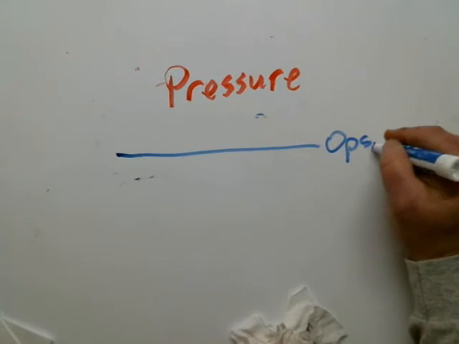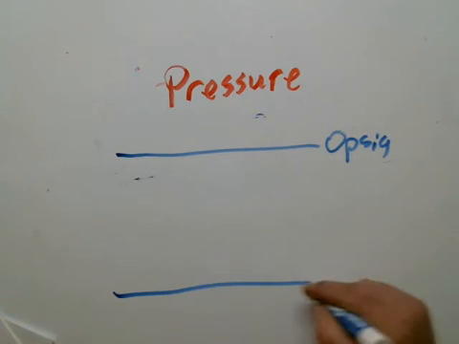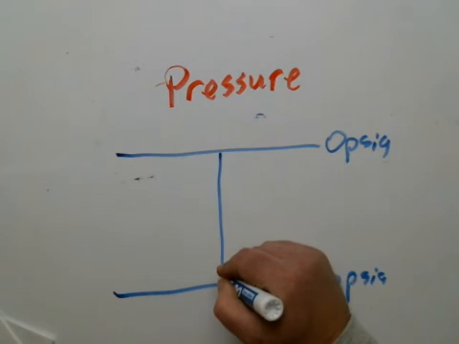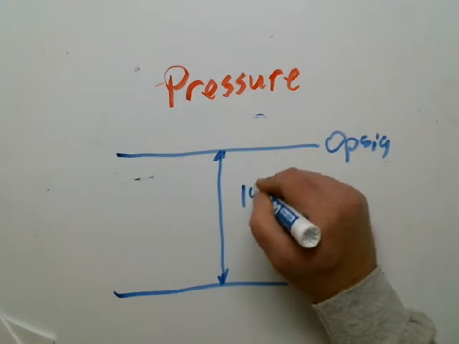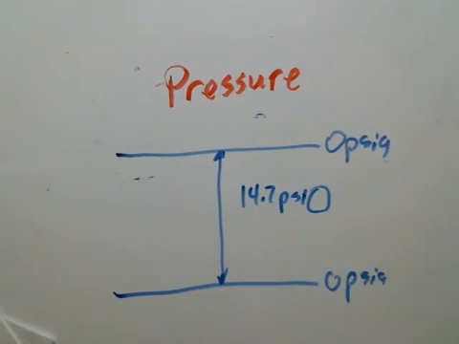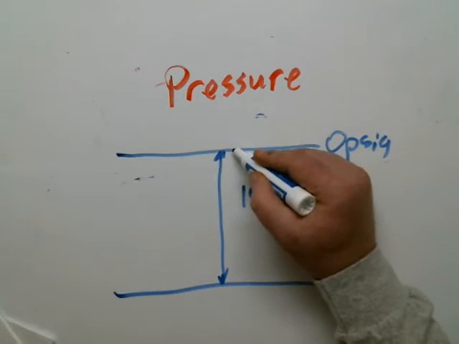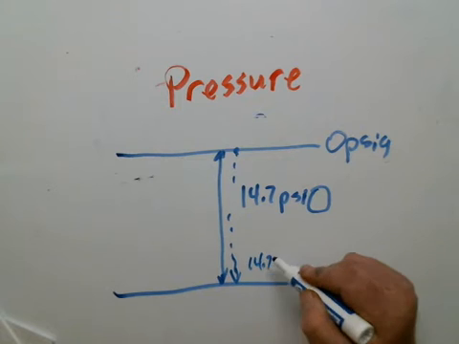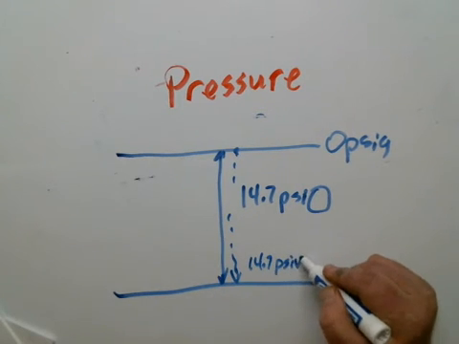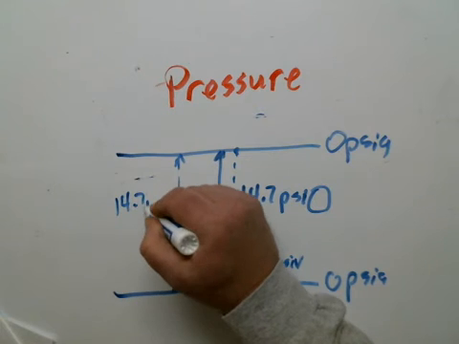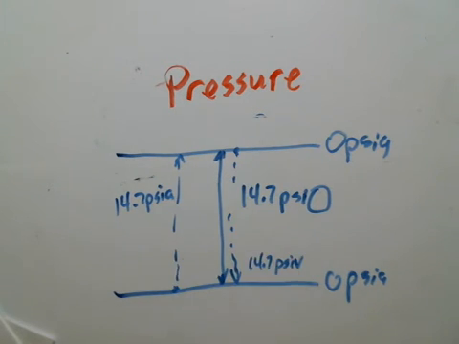Here's 0 pounds gauge. Here's 0 pounds absolute. The distance between the two is 14.7 psi. I didn't put a letter at the end because if I started here and went down, boom, it would be 14.7 psiv. If I started here and went up, that would be 14.7 psia, denoting the starting point.